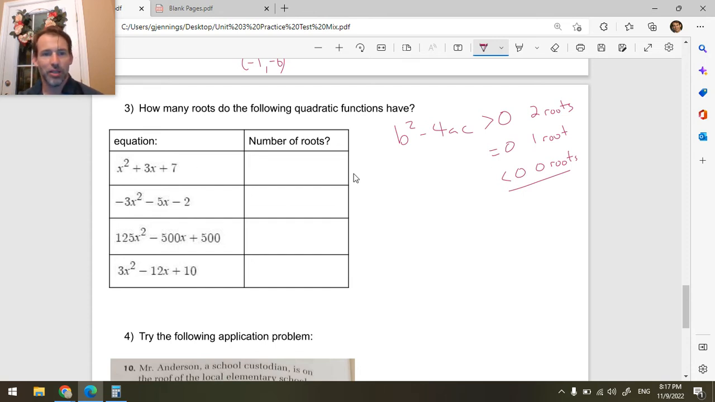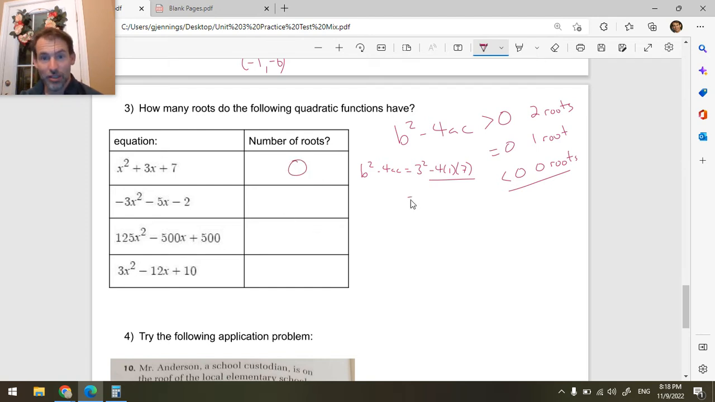x squared plus 3x plus 7. So we might do a little a, b, and c, and say our b squared minus 4ac in this case is equal to 3 squared minus 4 times 1, which is a, times 7, which is c. And then we can look at it and say 3 squared is 9. 4 times 7 is already 28. Because there's only one negative in there, that's going to be negative, so this is 0 roots.